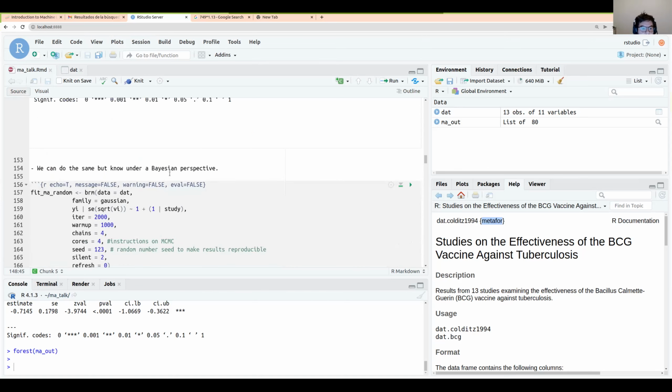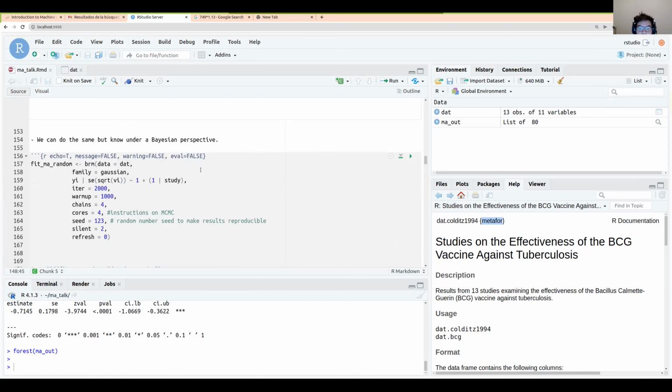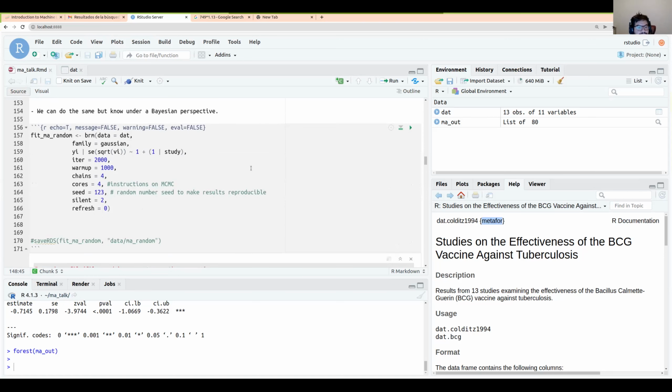Now, this is under the frequentist approach. If we want to do this under brms, the function is called brm. It's the same structure. We have an argument that tells you which one is the data frame, and what family we're assuming the data is generated from. For the normal distribution, it's Gaussian. Now, this is the formula that we're gonna use in order to run our Bayesian random effects model.